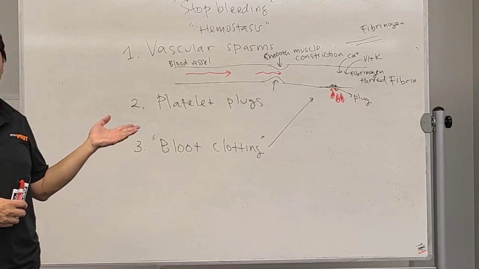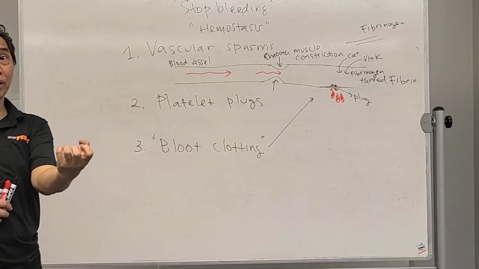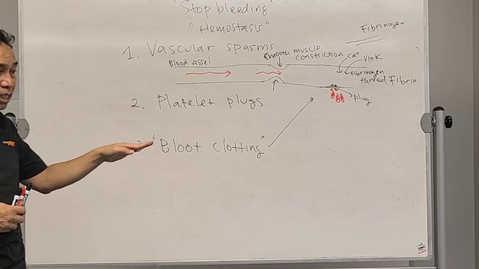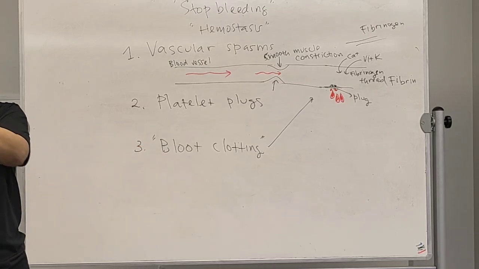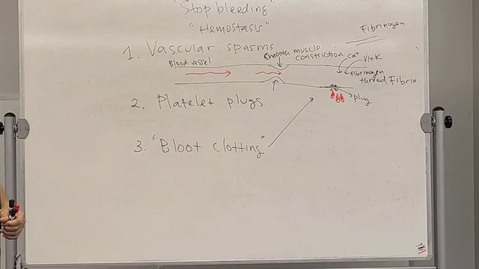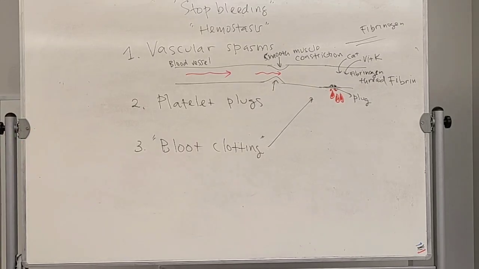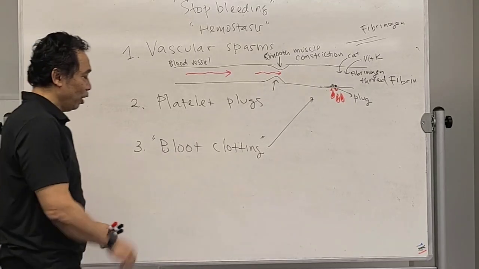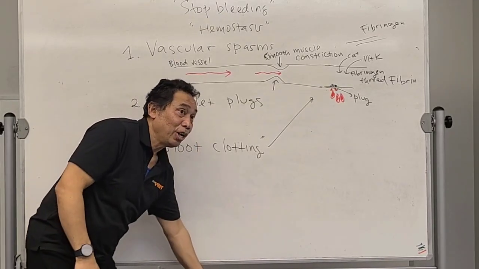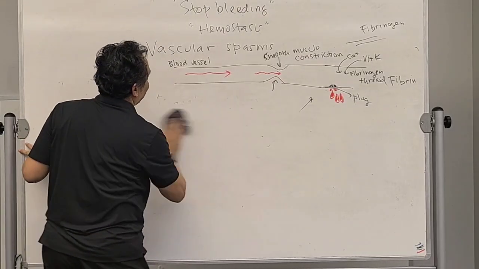This makes sense. You start with constriction, which is spasm, and then plaque formation. This is the platelets will plug that. And the last one is seal the hole by creating the thread, fibrin. Okay, so those are the 3 steps for stopping our bleeding. Okay, do you have questions so far? Okay, if not, we go to the last topic, which is blood typing.